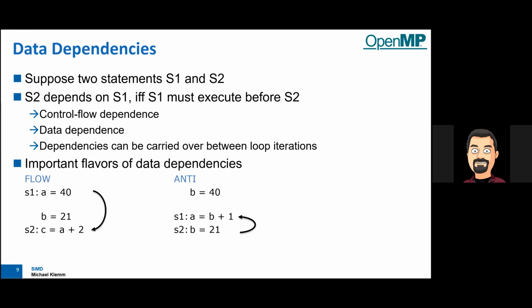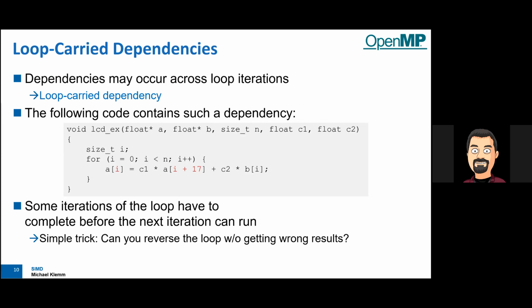But the more important thing is that these dependencies can be carried over between loop iterations. And if that happens, then it's called a so-called loop carry dependency, right? Because the dependence on the data that is processed by the loop is spanning several loop iterations.